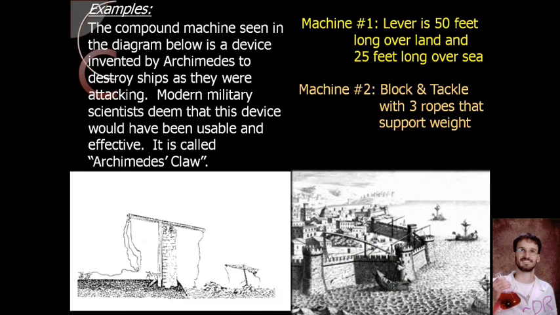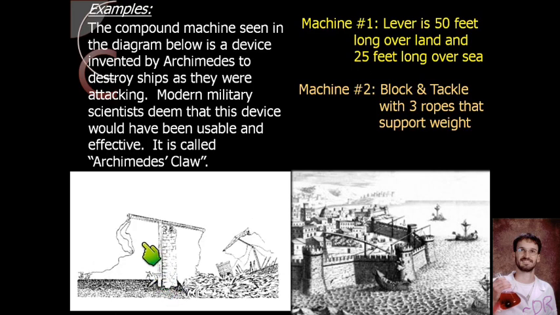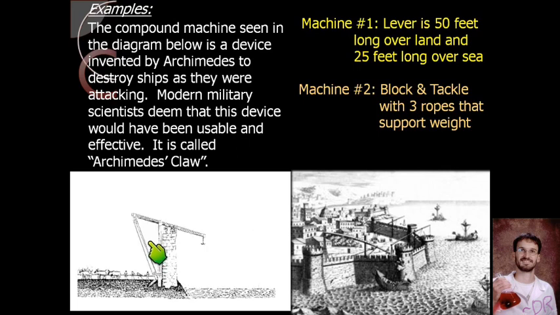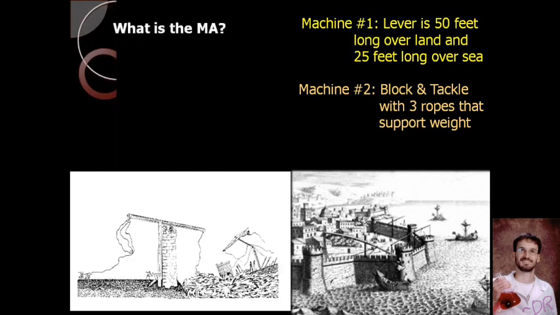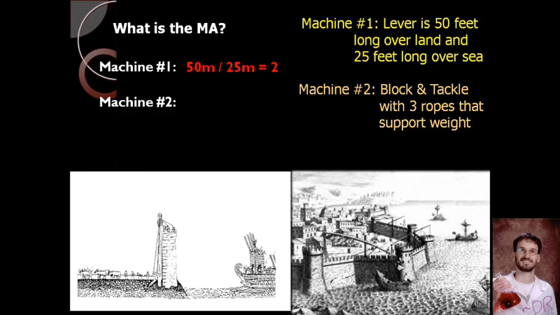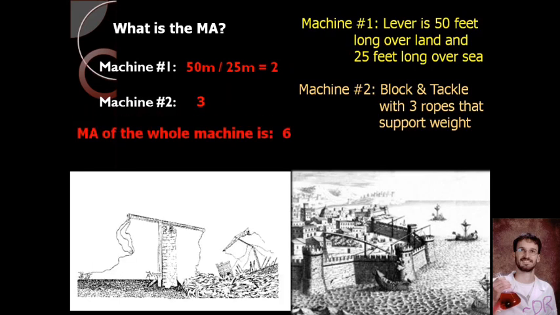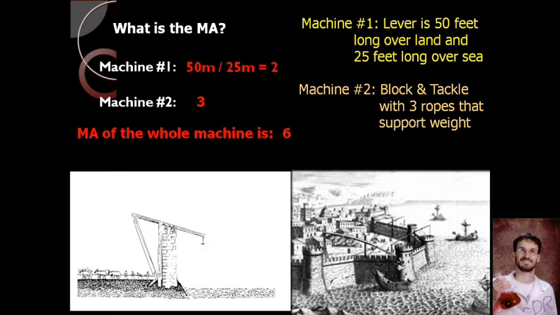Now the block and tackle, we can just kind of look and see as it's doing this, I see the other pulley down here. Oh, there, now you can see it. 1, 2, 3. There's 3 ropes in there. So we'll call this a mechanical advantage of 3. Well, 2 times 3. The mechanical advantage of an Archimedean claw is 6, at least as designed and made up here.